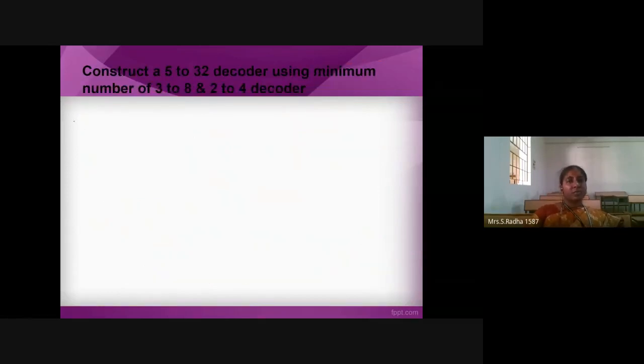Okay, now I am going to the next question. Construct a 5 by 32 decoder using the minimum number of 3 by 8 and 2 by 4 decoders. First, I want 32 output lines. This is my final decoder to be designed. So I will consider 3 by 8, so 8 output lines will come out from each of these decoders. Here 8 lines are there, again here 8 lines are there, 16 completed, and another 8 lines.